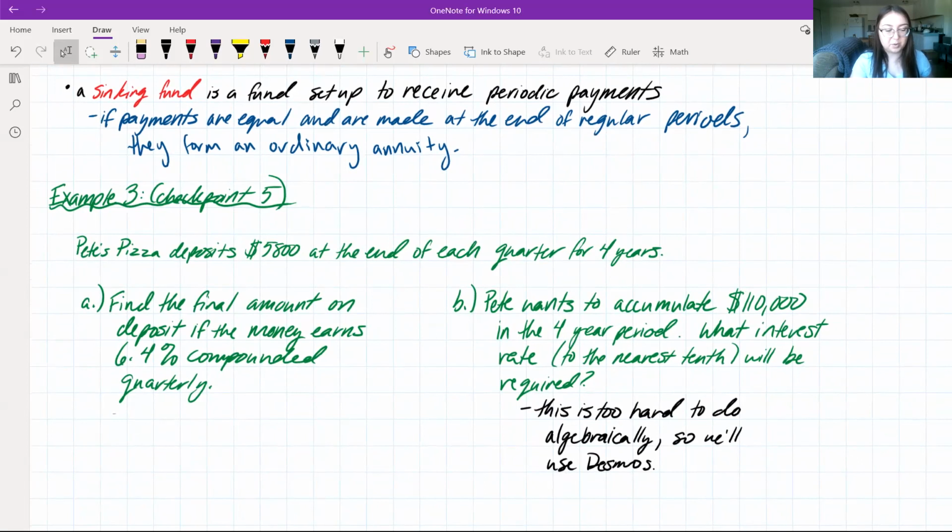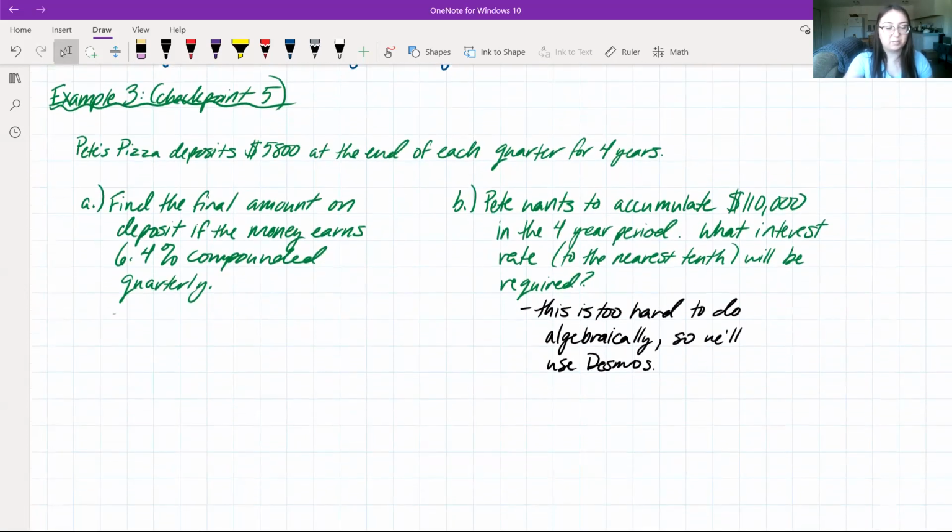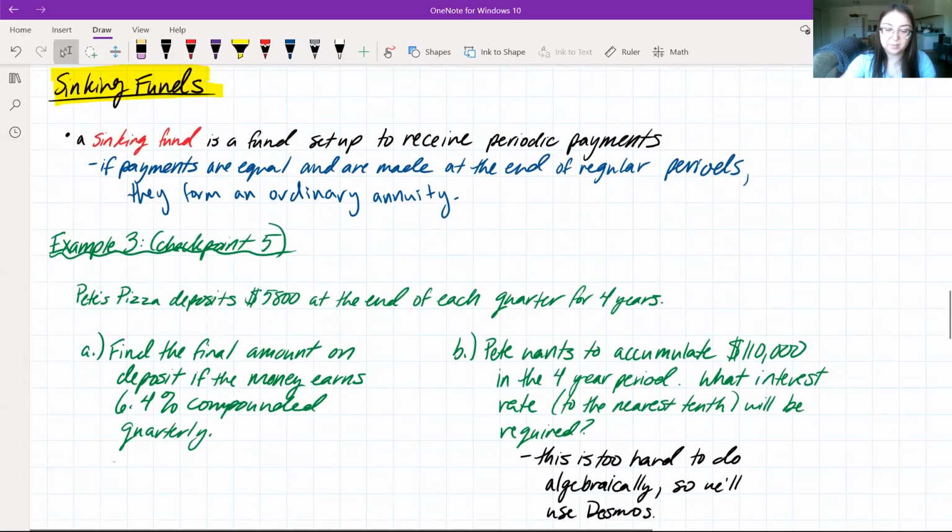So for our first example here, which is also checkpoint 5, or our example 3, so our first example on sinking funds. It's also checkpoint 5 in your book. And we have Pete's Pizza deposits $5,800 at the end of each quarter for 4 years. So we can already see that this is a sinking fund. We're depositing money at the end of each quarter for 4 years. So this fund, whatever we're depositing this money into, is a sinking fund because it's receiving these payments periodically, which are also made at the end of our regular periods. So this is also an ordinary annuity.